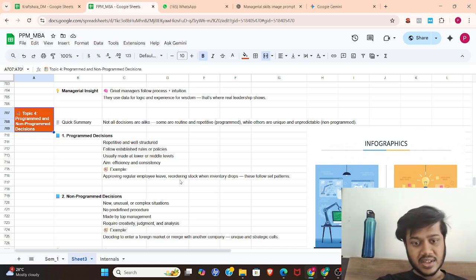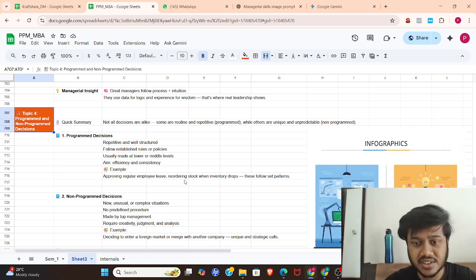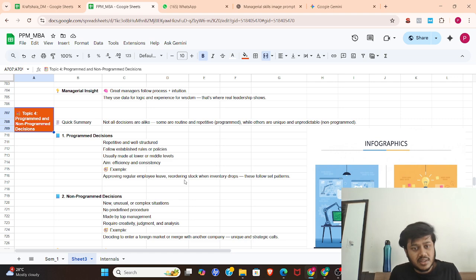It is a regular task. Reordering stock when inventory drops. It is a programmed decision.